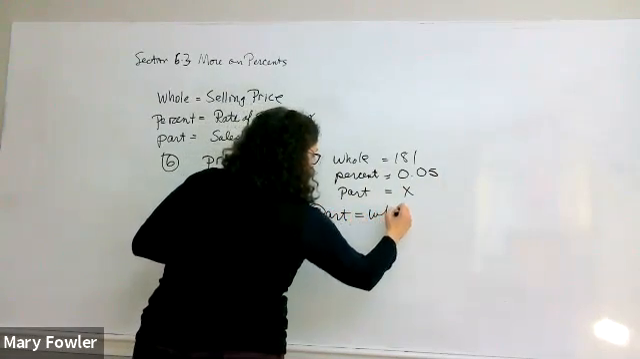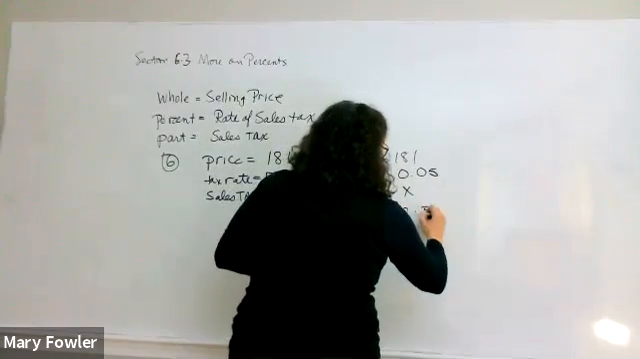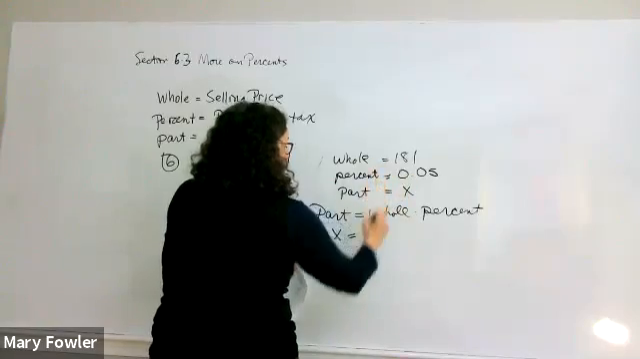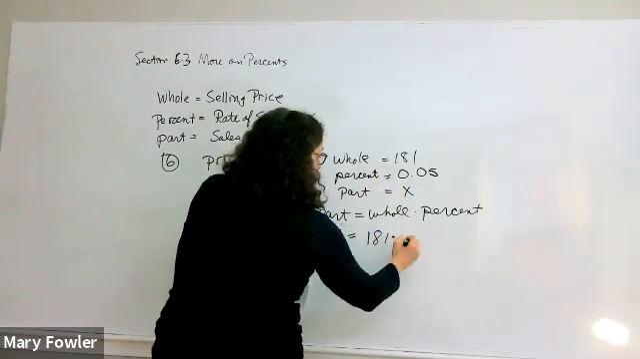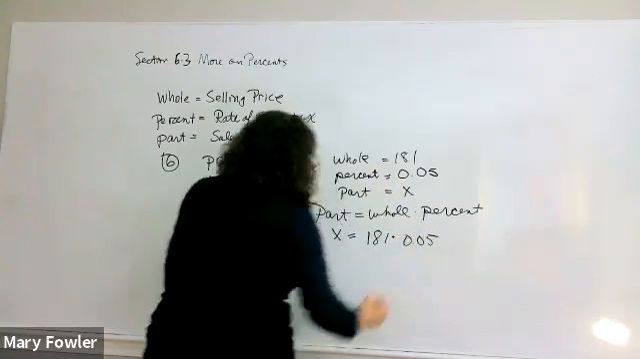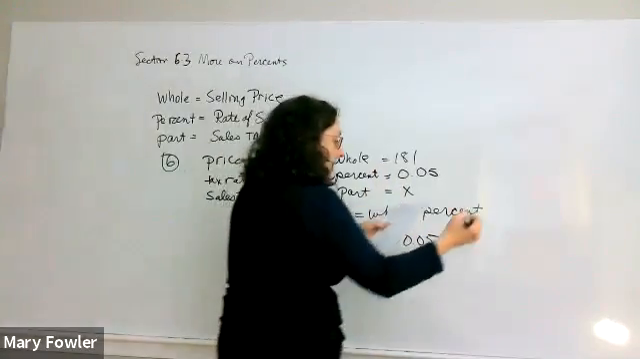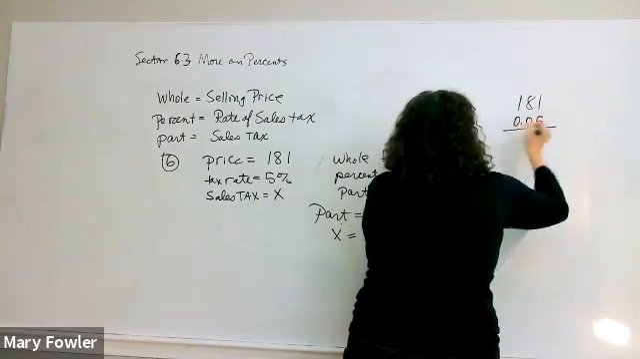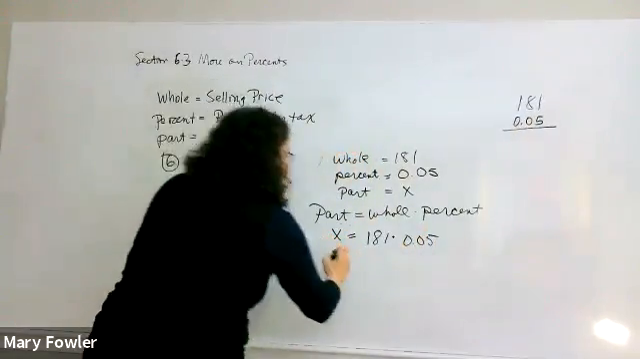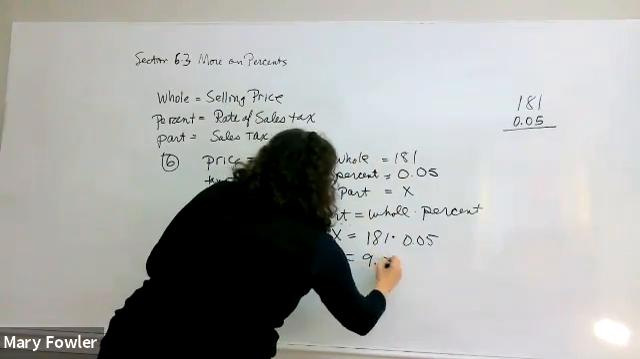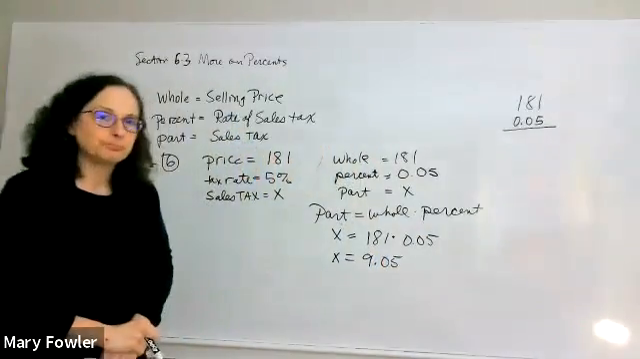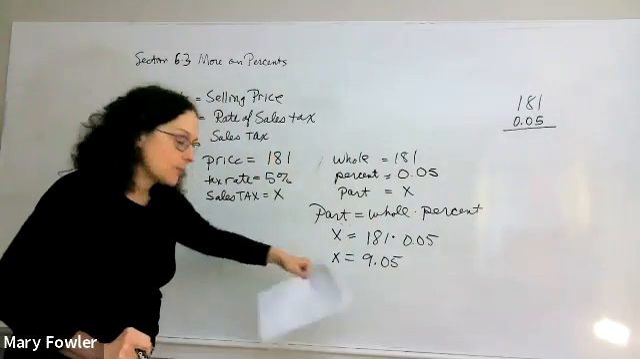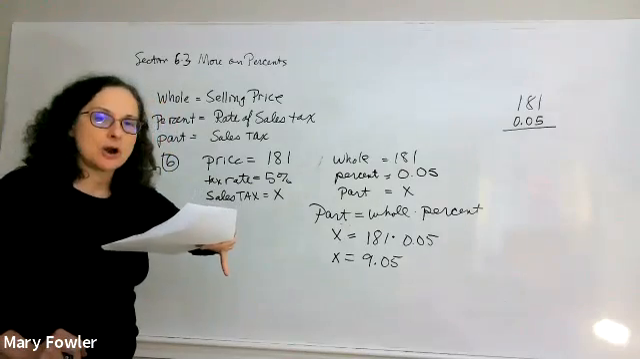So let's get the percent equation working for us here. Part is equal to whole times percent. So X is equal to 181 times 0.05. Okay, so I'll set that multiplication problem up, but you guys can do that on your own. I end up getting X equals $9.05. That's my tax. So now we have answered the first part of the question, how much tax is charged?